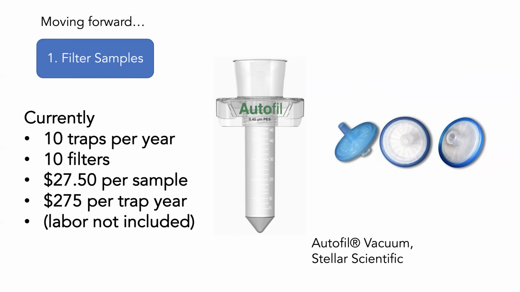And doing this the first time, we used 10 filters. Each filter is like $5. And then including the chemicals, it costs about $27 per sample to go from the tube to the sequence data. This is not including labor. And so sampling 10 traps per year, it's just under $300 per trap year, which, as a field ecologist, seems to me to be kind of expensive.